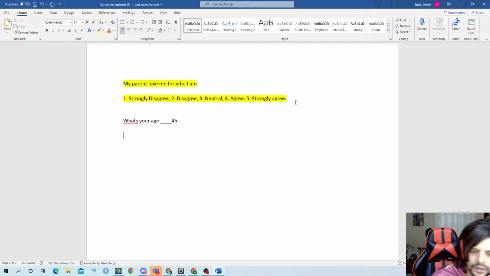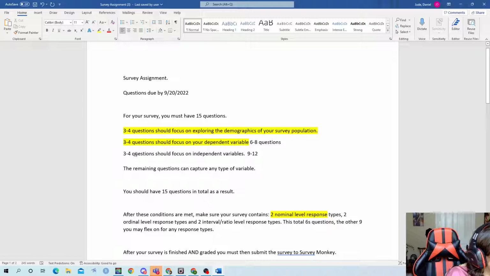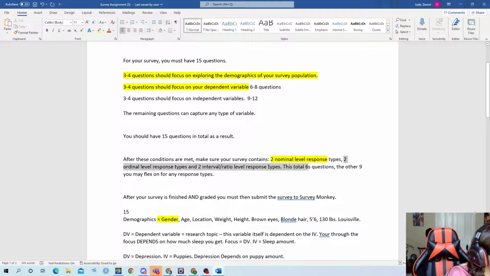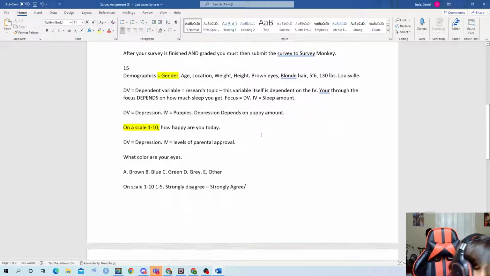So that would satisfy the ordinal and the interval ratio response types. This totals 6 questions, and none of them may overlap. So what this actually means is have at least 12 questions fall into this category. You can mix and match, and then the rest of the questions are freebies, and you can ask whatever you want, be it nominal, be it ordinal, be it interval ratio. You can ask it as a measure of a dependent variable. These are free questions. You don't have to specify anything. You just have to have these specific types on your survey.